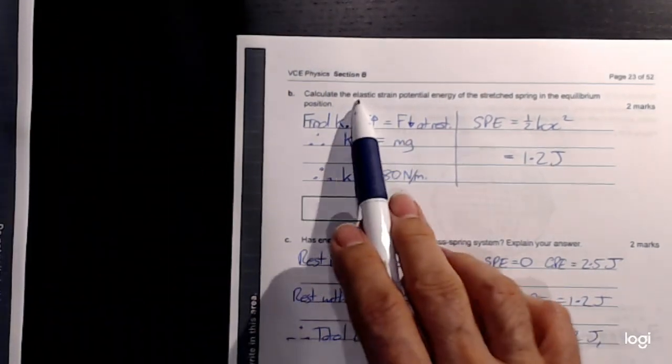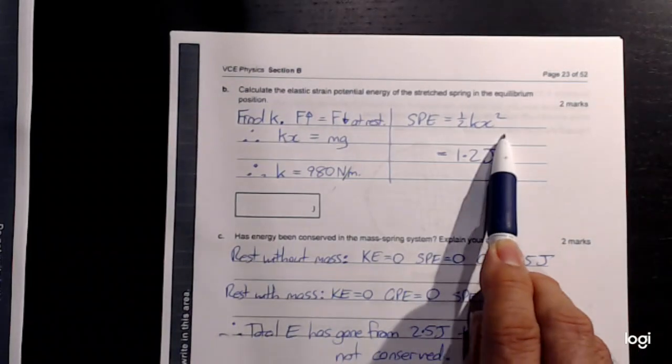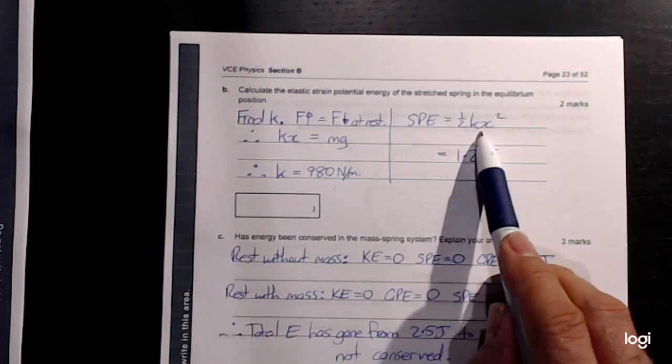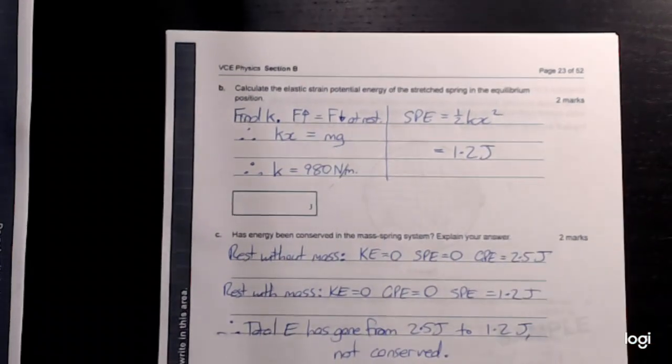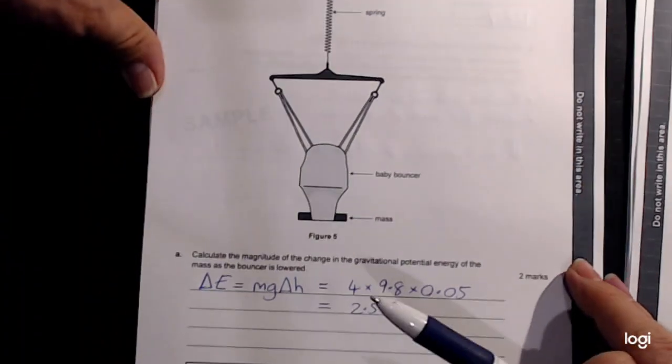And the question said calculate the strain potential energy. Now that you've got K, you can use this formula. A half kx squared. Again, x is the 5 centimeters that was stretched, 0.05, and you end up getting 1.2 joules. Right. Has energy been conserved in the mass spring system? Explain your answer.